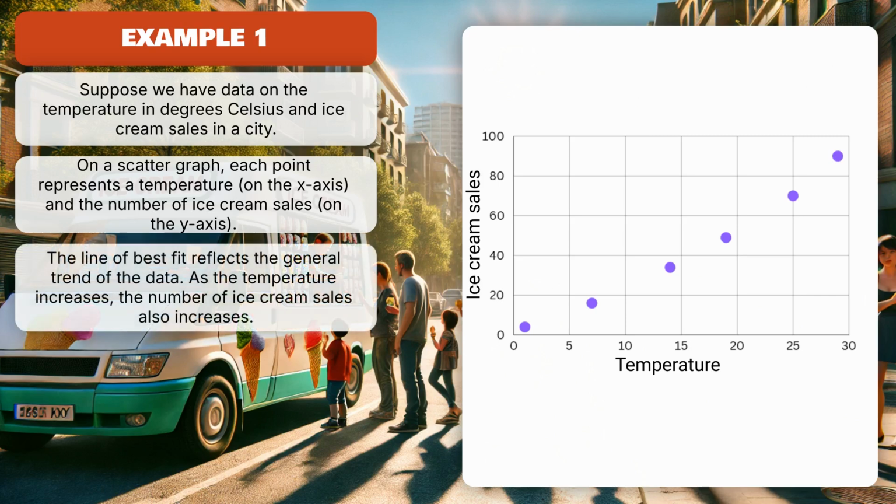Step 2. Drawing the line of best fit. We draw the line of best fit, ensuring it reflects the general trend of the data. As the temperature increases, the number of ice cream sales also increases.